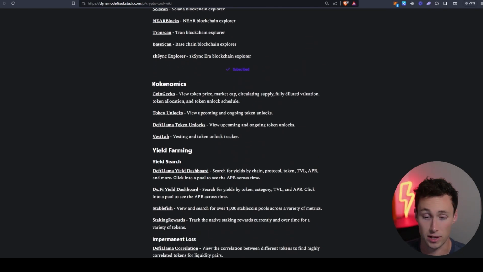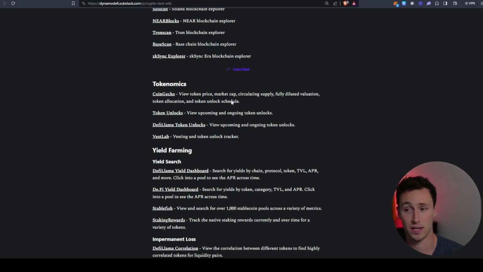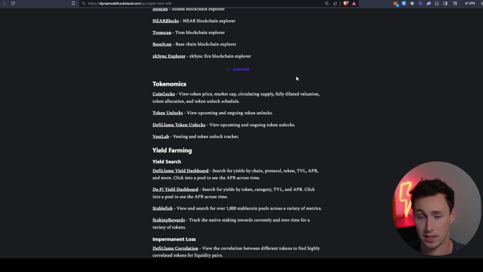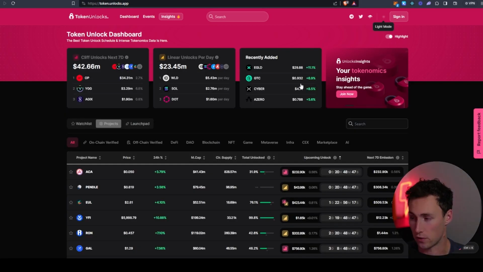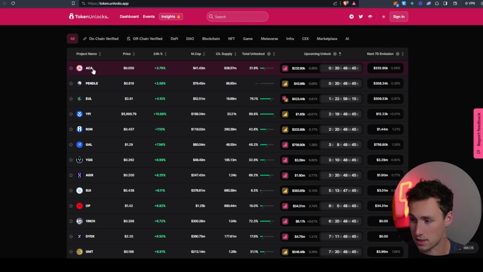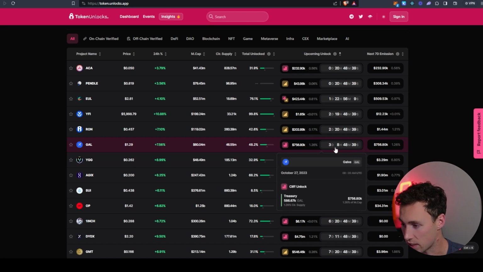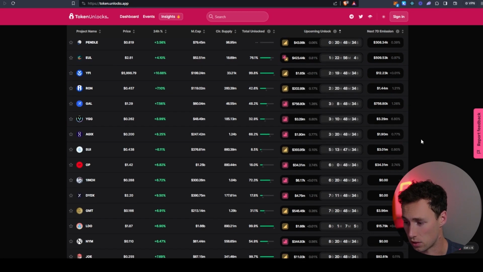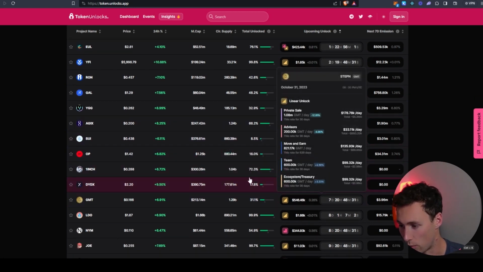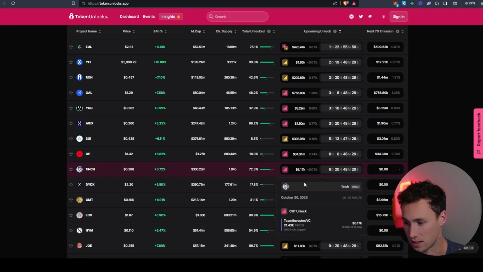The next section is tokenomics. These are things such as token price and market cap, but also things like the fully diluted valuation and the token unlocks. So one useful website is called exactly that, Token Unlocks, token.unlocks.app. If you look at this here, it'll show you, for example, on the front page, all of the upcoming unlocks. We can see that this token GAL has a 1% unlock in about 3 days. By the time this video comes out, this will be closer. We can see DYDX has a 1.21% unlock in 7 days and 11 hours.